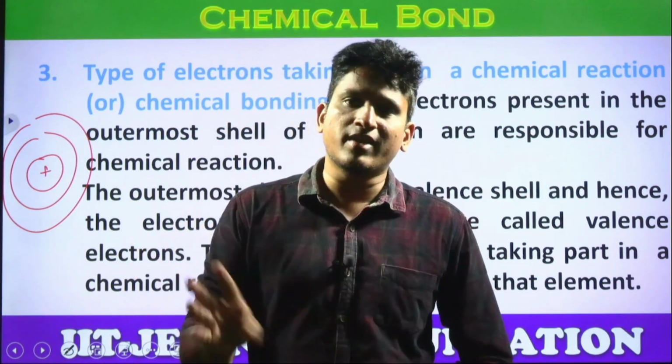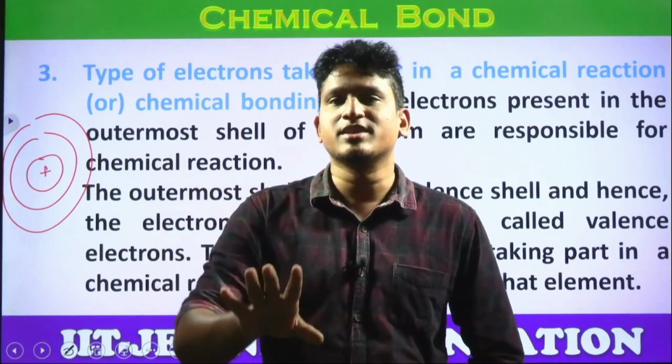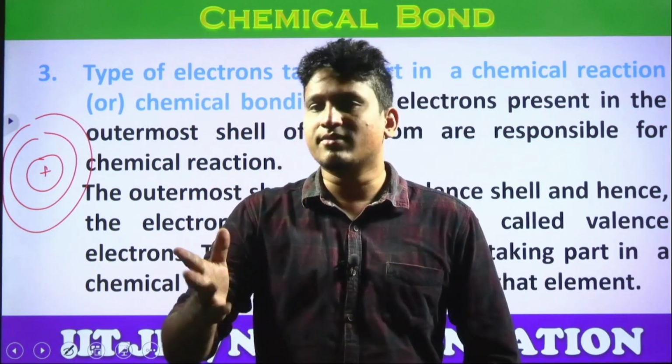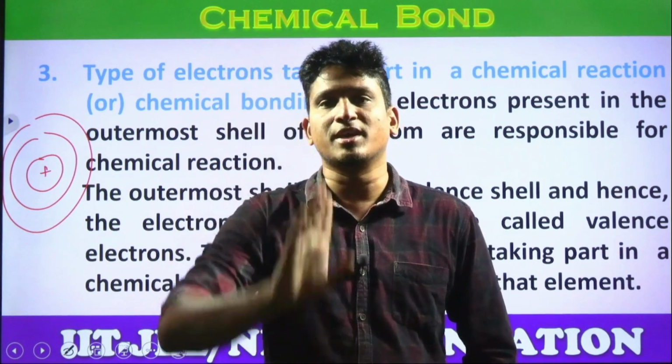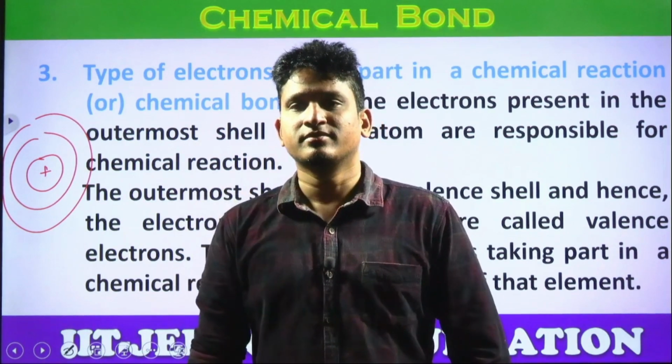And one more main point: valence electrons participate in the bonding, that is clear. Do all the valence electrons participate? Again, no. How many do they require? For example, chlorine, 7 electrons are there. Do all 7 participate? No need. Chlorine needs how many more? 1 more. So 1 electron out of 7 will participate. So what is chlorine's valency? 1 only. It needs 1.